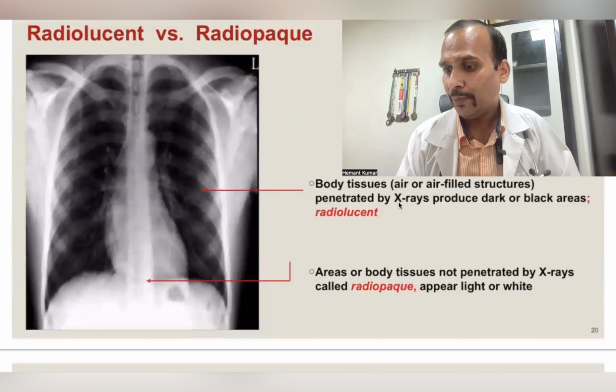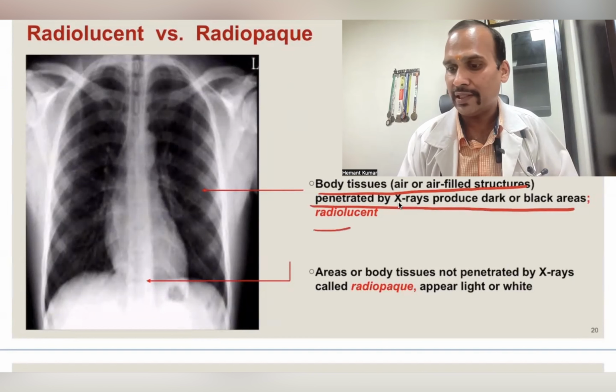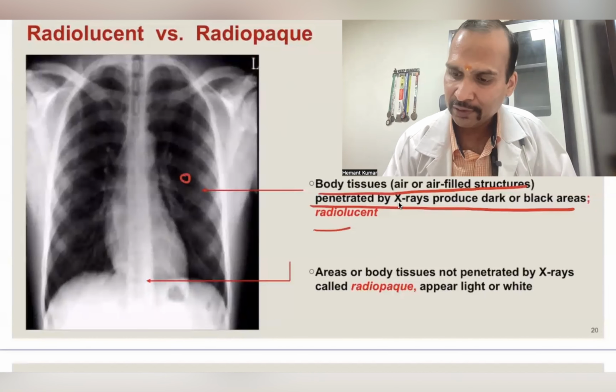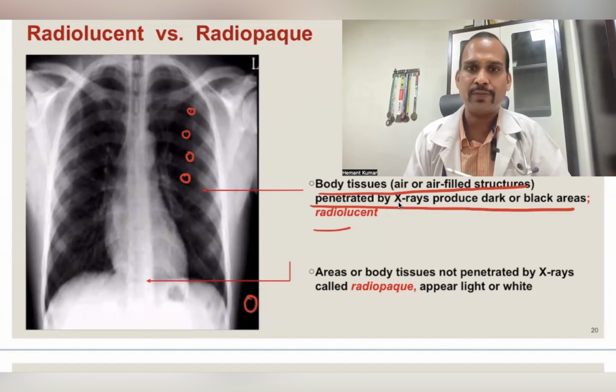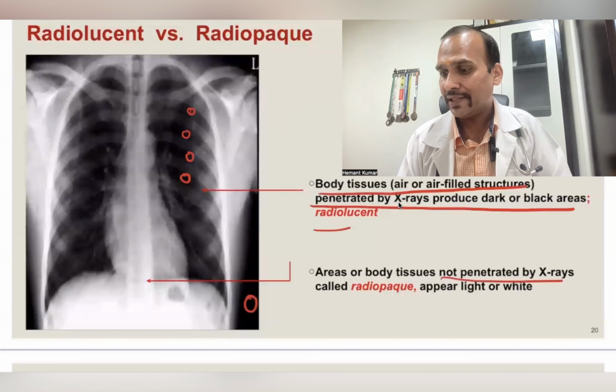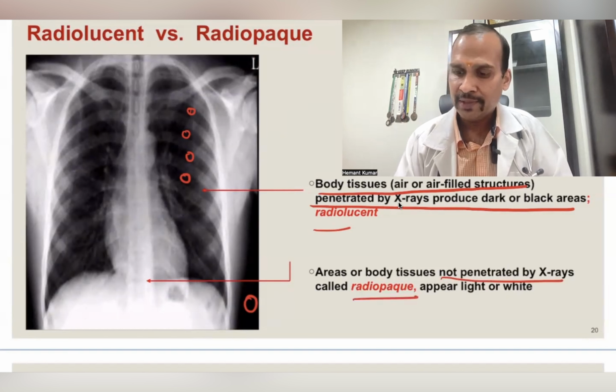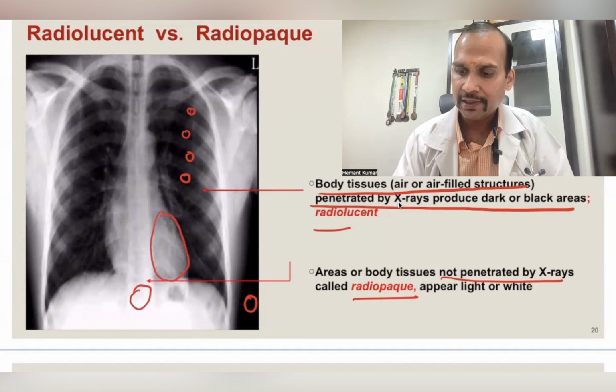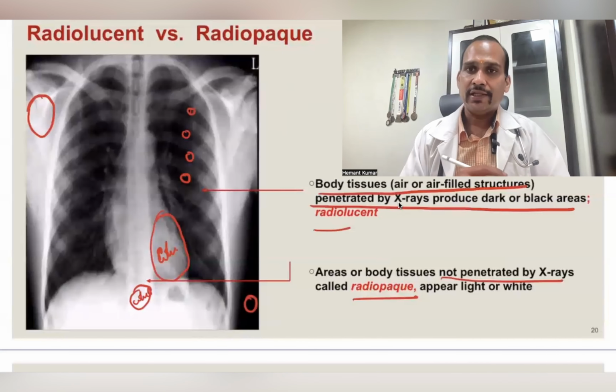Body tissues, air or air-filled structures penetrated by the x-ray produce dark or black areas, that is radiolucent. So air is black. Can you see this? Air is black, the outside environment is black. The structure which is not penetrated by the x-ray is radiopaque, meaning white color. See, this is bone, white color. This is the liquid in the heart, white color. This is the bone, scapula. So this is the concept of radiolucent and radiopaque.